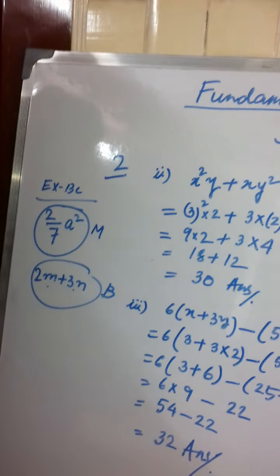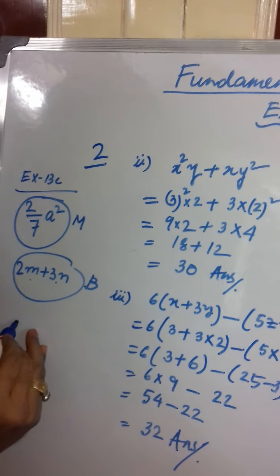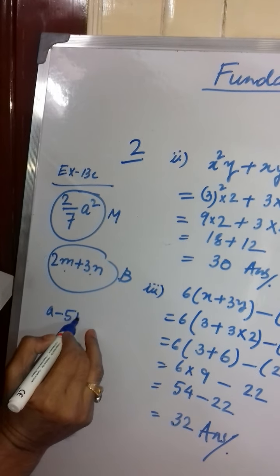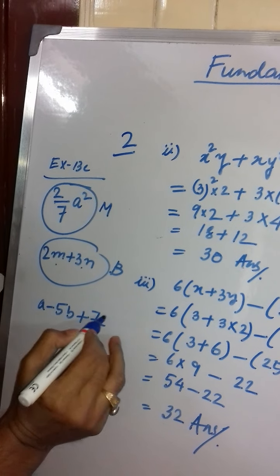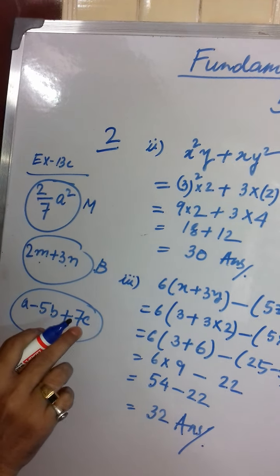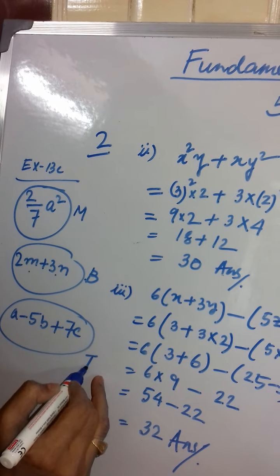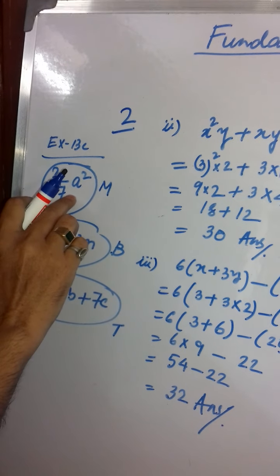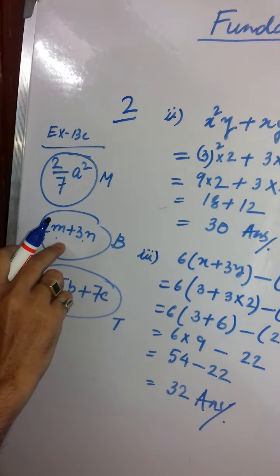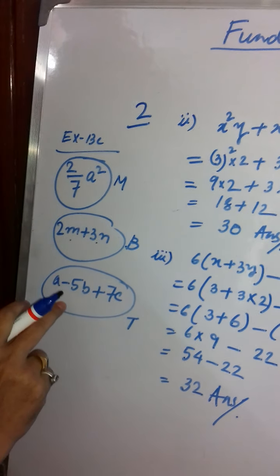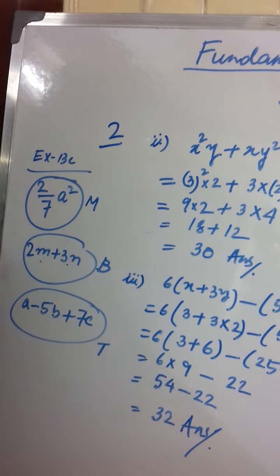And next one is a minus 5b plus 7c. You see 1, 2 and 3. 3 different algebraic expressions are there. So it is a trinomial. Now only one algebraic expression is a monomial, 2 algebraic expressions is a binomial, and 3 algebraic expressions is a trinomial. Now if for any algebraic expression there are more than 3 terms, these are termed as a polynomial.